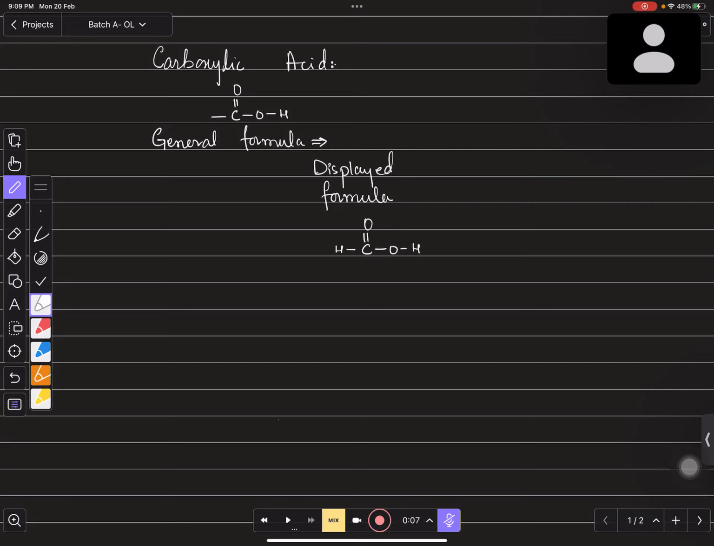Now, if you want to write the condensed formula of this, it would be simple. The condensed formula would be H C double bond O, then C double bond O H, like this. Or you can even write it like this, HCO2H. You can even write like this, right?